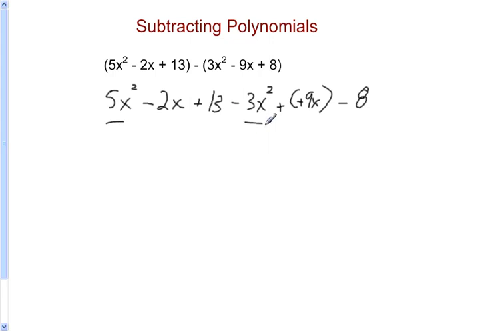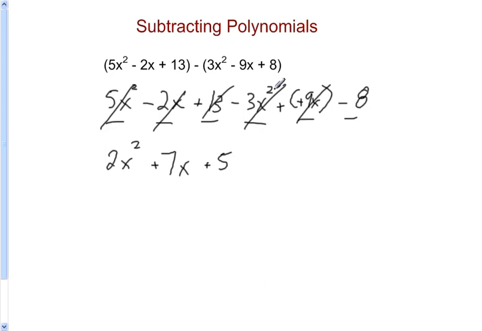First two are the x squareds. 5x squared minus 3x squared is 2x squared. Those are combined. Now we're just going to combine the single x terms. Negative 2x plus 9x is plus 7x. Those are combined together. And last, 13 and negative 8. When we go 13 minus 8, we get plus 5. Those are combined together. And that's how we would subtract polynomials.